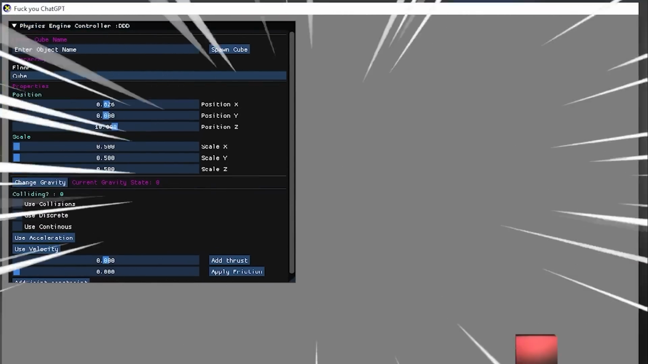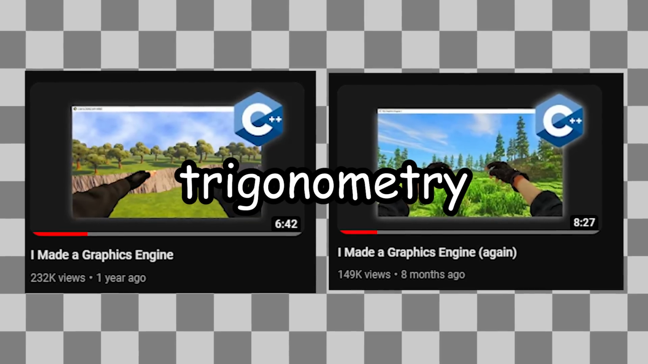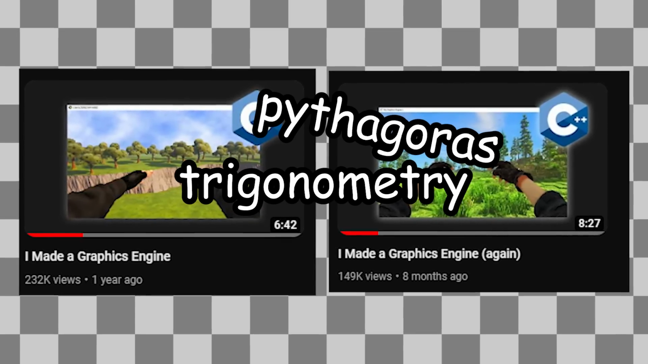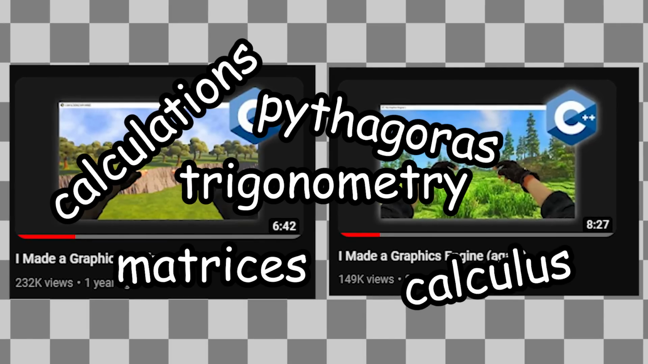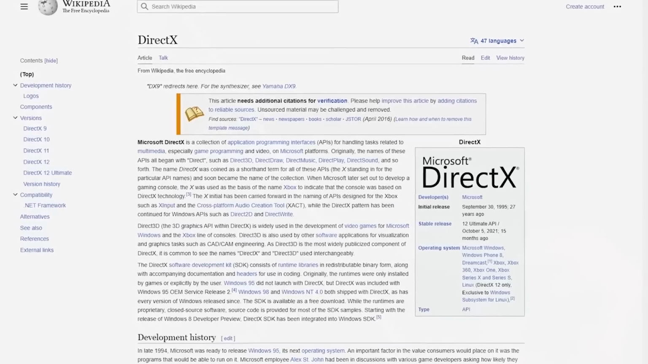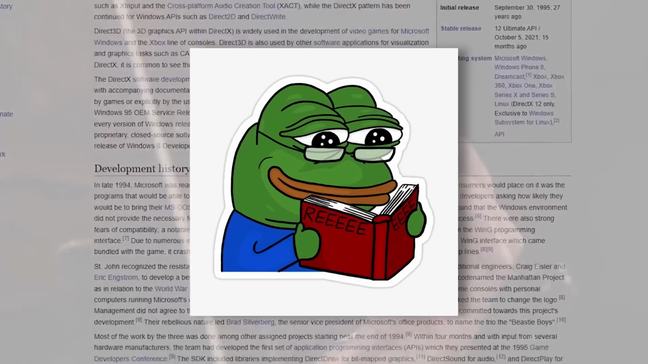This was my baby at the time, because it was like slapping the graphics engine with some trigonometry and Pythagoras and matrices and calculations and calculus. You get the point. This engine was made again using the lovely DirectX and showed off all my technical knowledge. I don't think I really had any, but still.